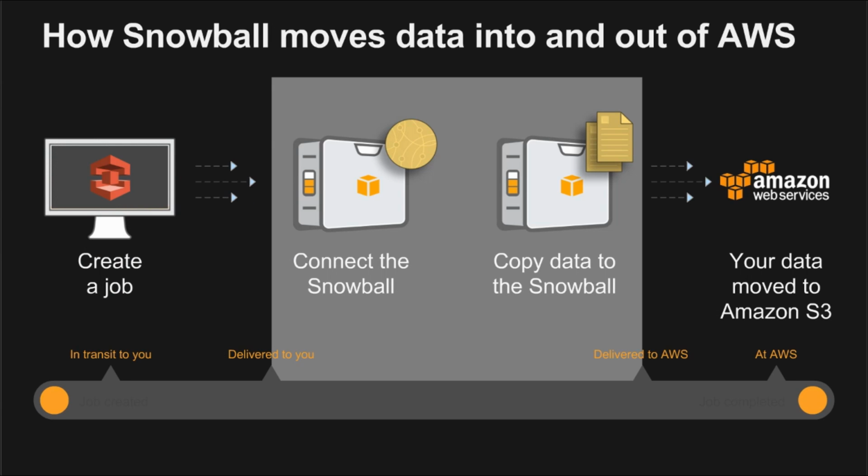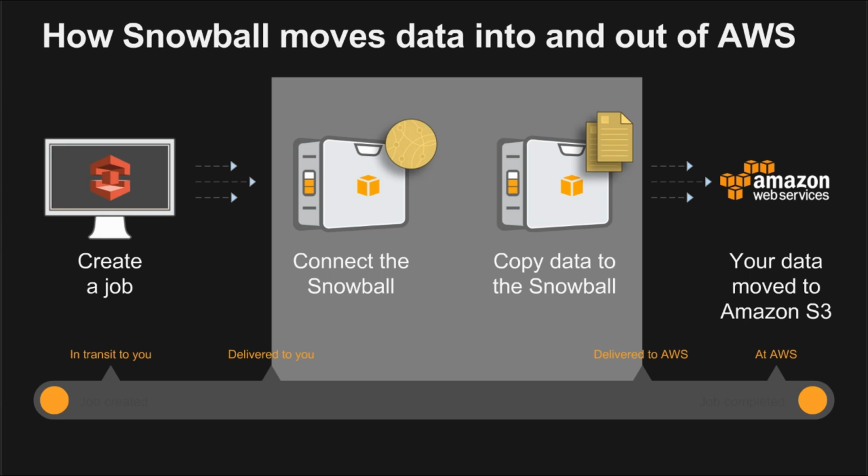Now, when you go into the console and create a new job, you decide the bucket that you're going to be writing the data into and how many Snowballs you need. And so when you create the job and you choose the bucket, we pre-configure those Snowballs so that we know where they're going and where the data is going to be written to. We ship them to you. You get them, unlock them, write the data, ship them back to AWS.